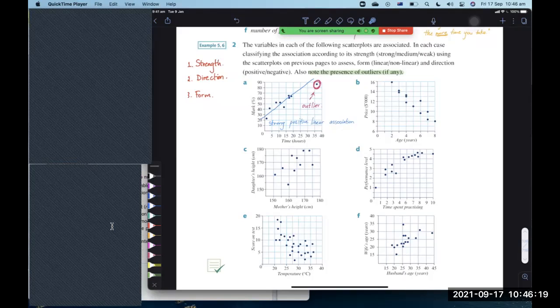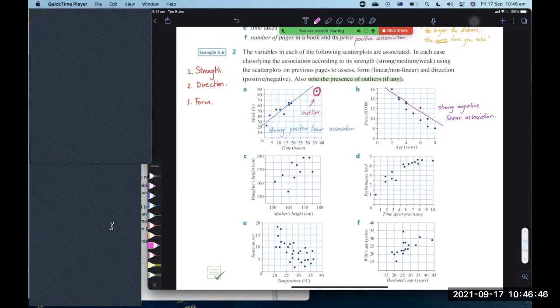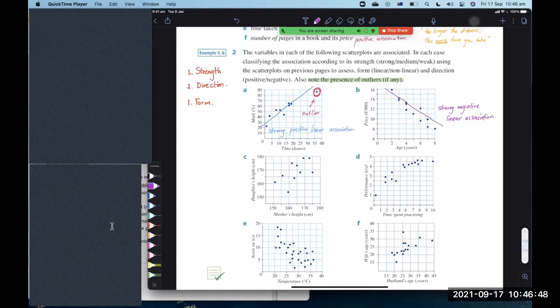So I'll go through this. Let's say this is strong. It's going down. It's a line. There's an association between the two. No outliers.